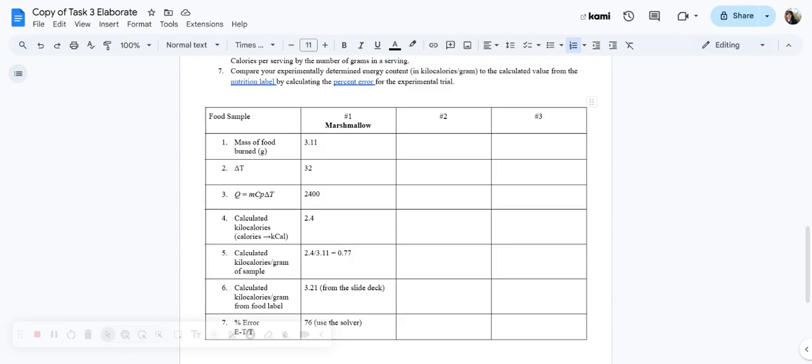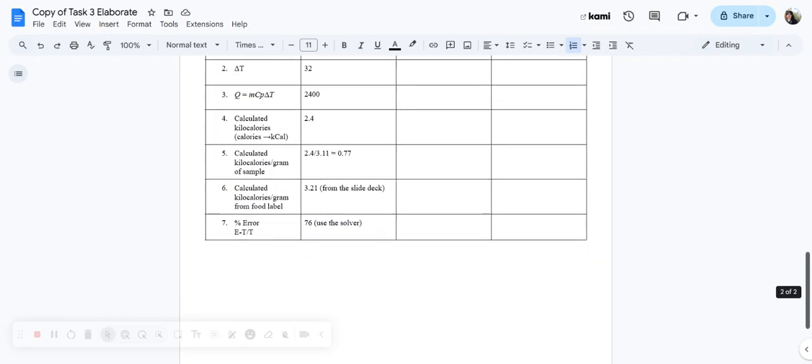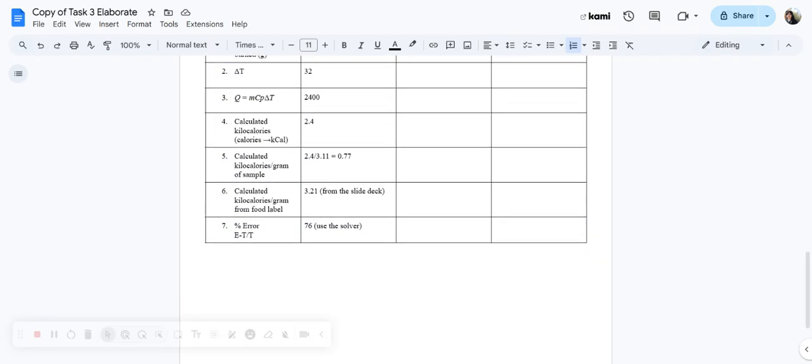And to find the percent error, I could click on this link right here and it'll take me to a percent error calculator. But the percent error, if you may remember from a while back, is the absolute value of the experimental minus the theoretical value divided by the theoretical value times 100. So my experimental value was 0.77. Theoretically, it should have been 3.21. And then I divide it by 3.21, times that by 100, I'm going to get 76%.